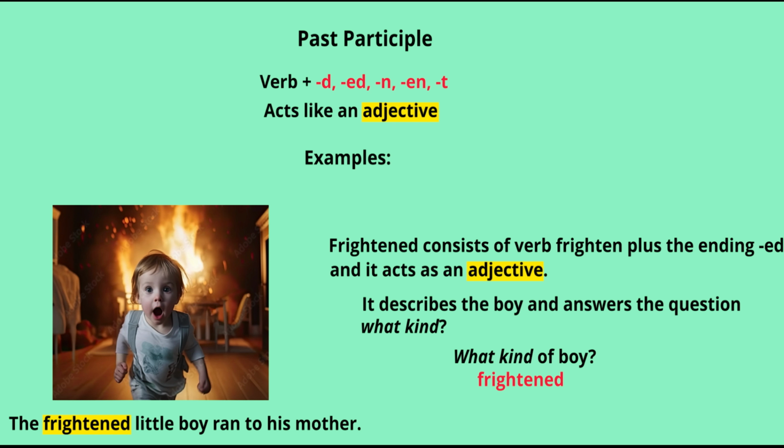In the image, you can see a boy running with fear. The frightened little boy ran to his mother. Frightened consists of the verb frighten plus the ending ed, and it acts as an adjective. It describes the boy as frightened. What is it answering? It answers the question what kind of boy? Frightened little boy, right? So, frightened is the past participle in this sentence.